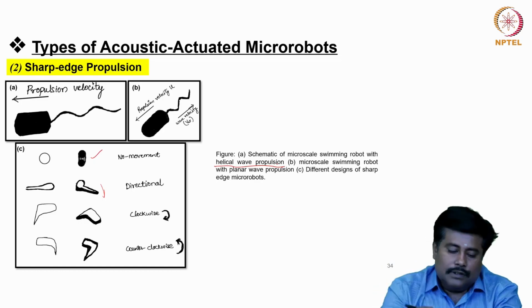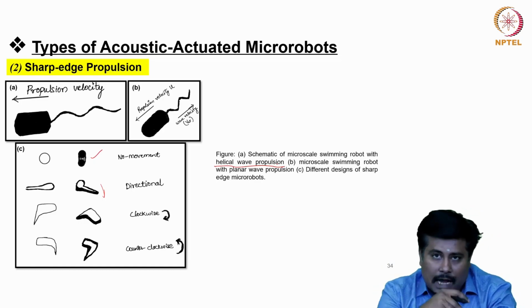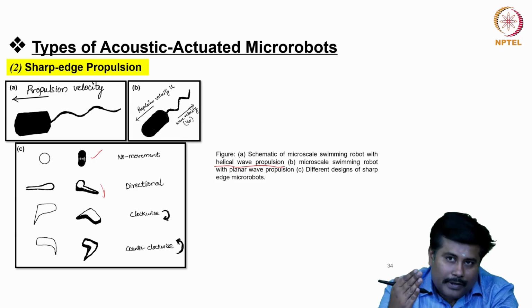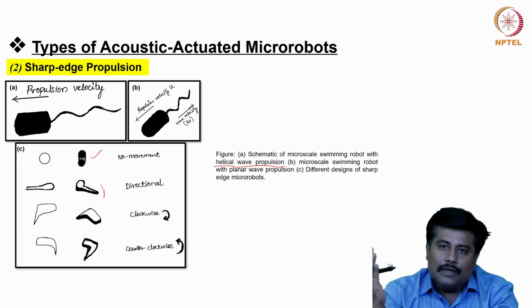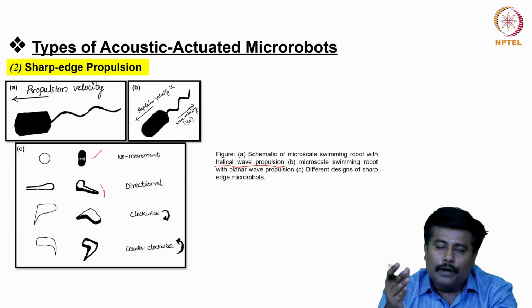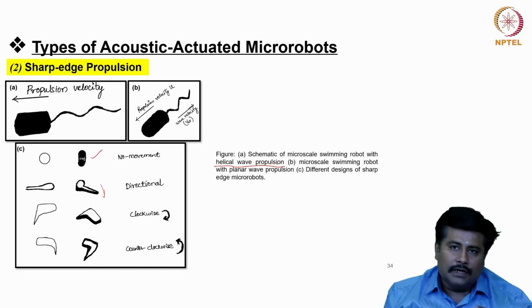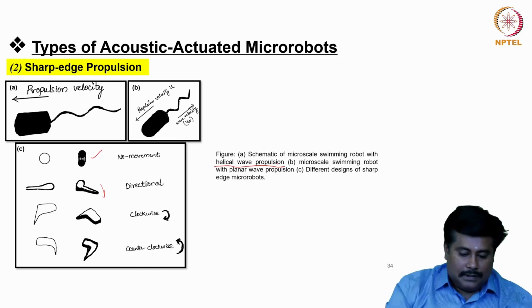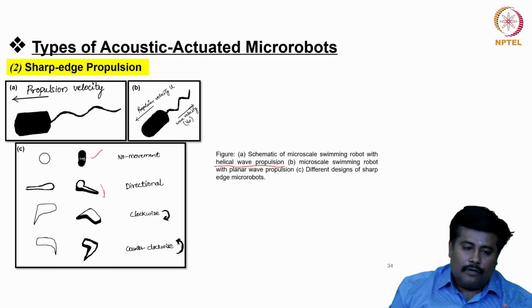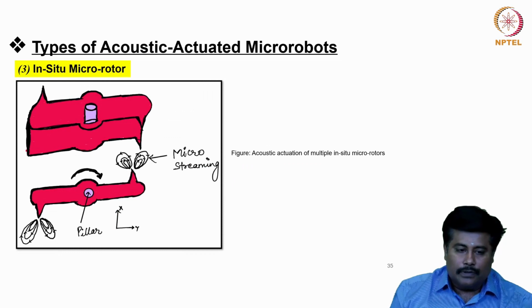These are some of the different designs with sharp edges, so that these sharp edges will be a point of contact with the micro bubbles. As and when micro bubbles start interacting with these sharp objects, we can observe a propulsion which can be easily monitored and observed using this system. So this is a configuration which is called sharp edge propulsion.